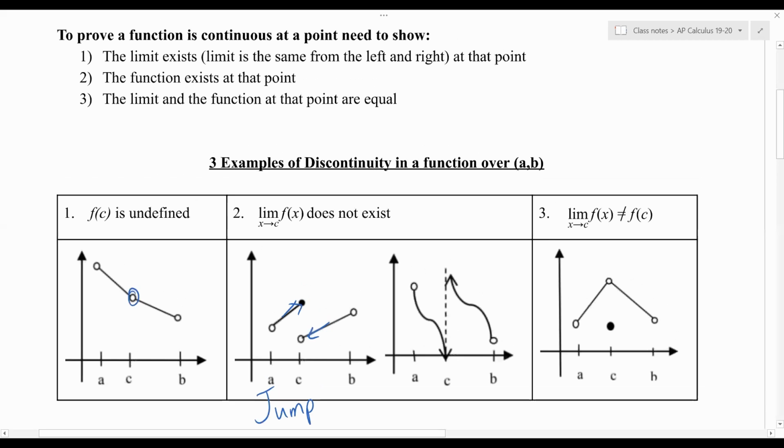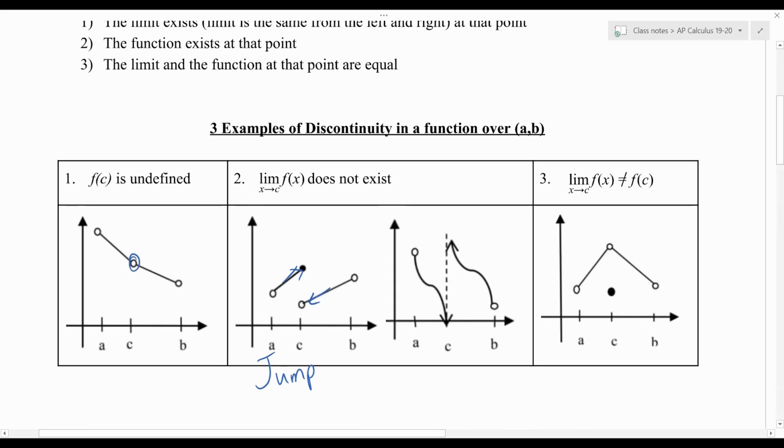Another example where the limit does not exist is when we have an asymptote, where the limit's going down or going up to infinity. So asymptotes make a function discontinuous.